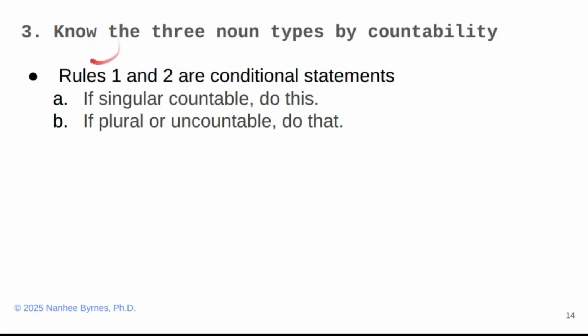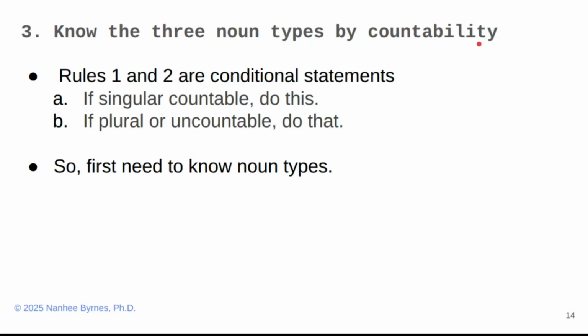Many students assume that nouns are fixed. Some are always countable, some are always uncountable. But in English, it's not that simple. Nouns actually fall into three main groups when it comes to countability. Let's go through them carefully.